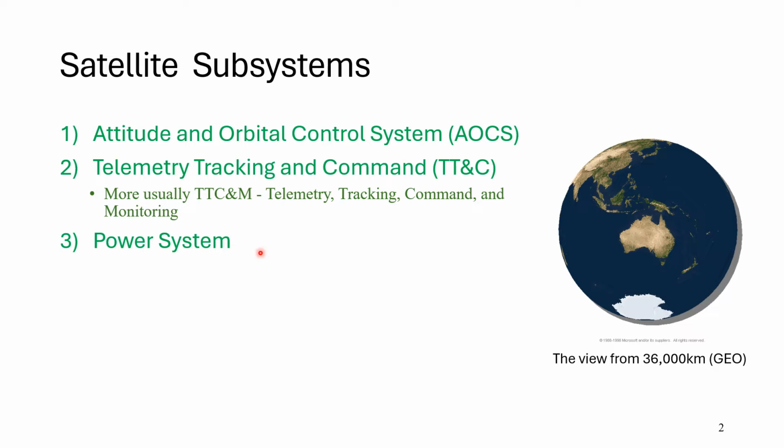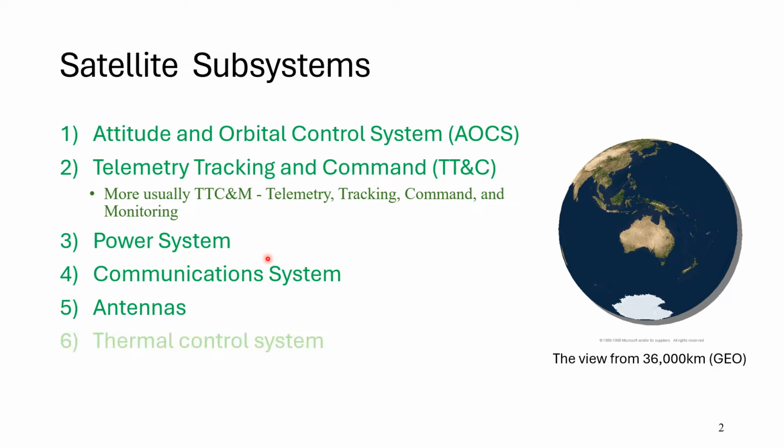Then we have the power system. Number 4, we have the communication system. And then we have the antenna, if you like. And finally, we have the thermal control system. We will not spend a lot of time on the thermal control system, but we'll shed some light on these subsystems to have an idea before we indulge into the communication part.